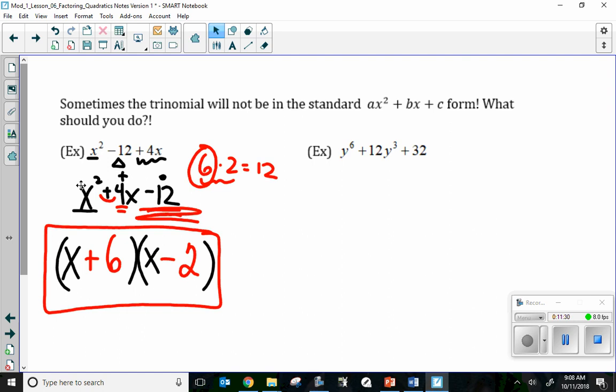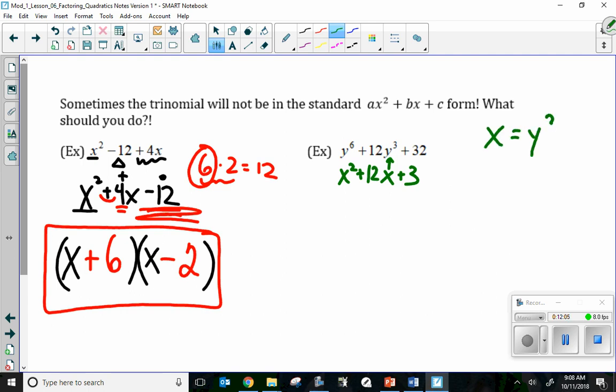The next one. y to the 6th plus y cubed plus 32. There are two ways to do this. All right, I will show you the basic way. Wouldn't this be nice if this was x squared and this was just x? If I could replace that. So what I'll do is, let's just call x y cubed. So I'm going to say here, x equals y cubed, all right? So if I square this, that means I take y cubed squared. That still works, x squared is still y to the 6th.